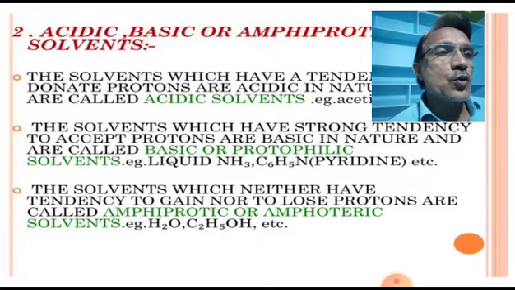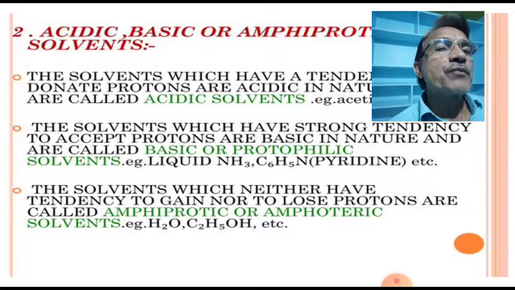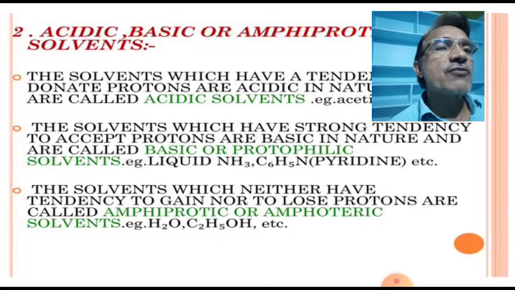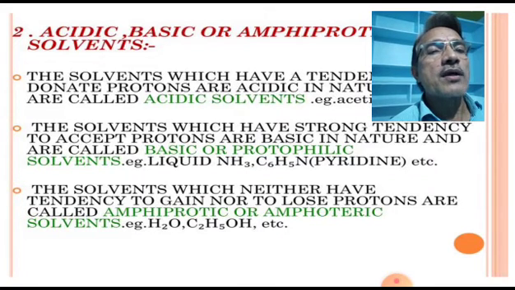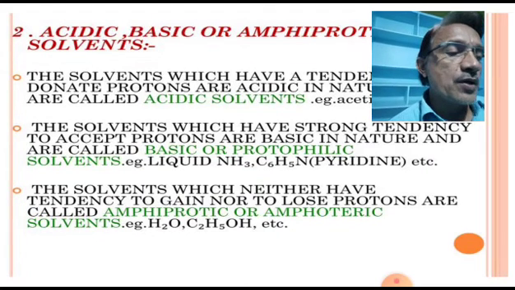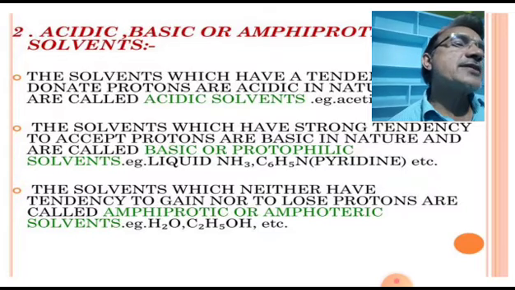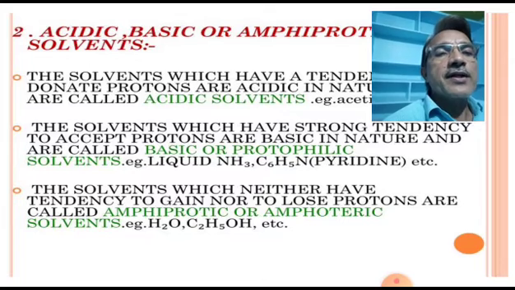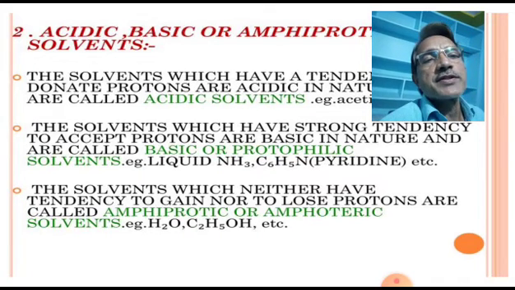Example, H2O. H2O can lose a proton, and H2O can gain a proton. Therefore, H2O is the best example of an amphiprotic solvent. Similarly, C2H5OH, that is ethanol or ethyl alcohol, can also lose a proton and can also gain a proton. So those solvents which have a tendency to lose or gain protons are called amphiprotic solvents.